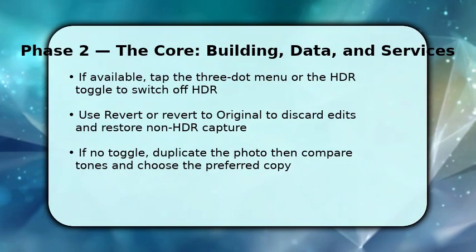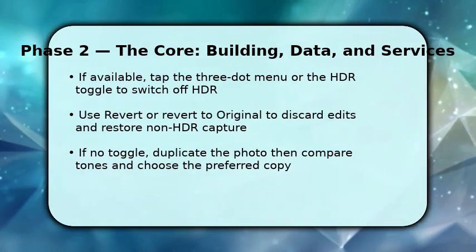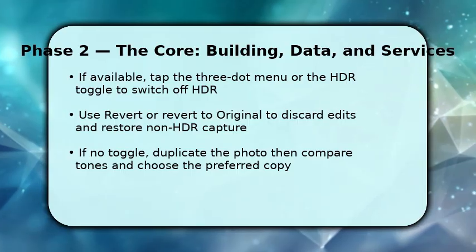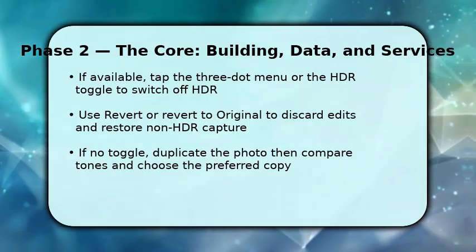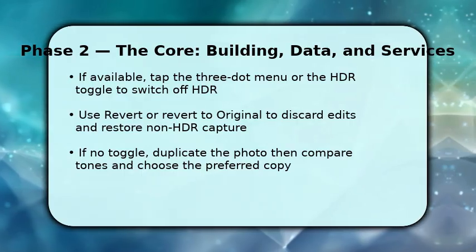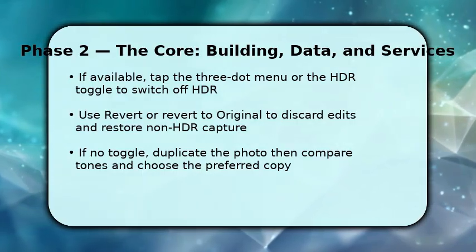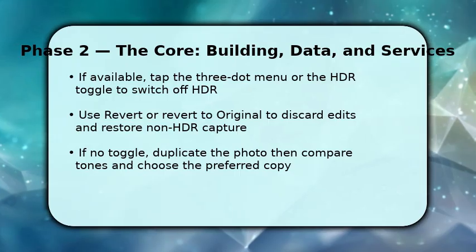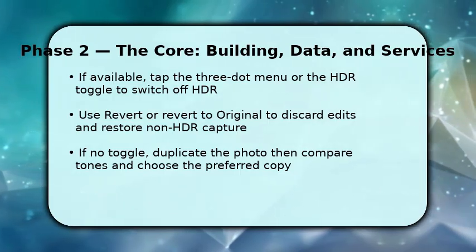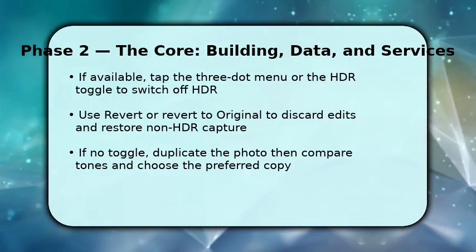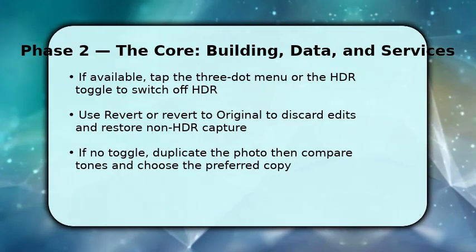You now look for the HDR toggle or three-dot menu in Edit. Some iPhones expose an HDR button you can switch off to stop applying HDR. If that option isn't present, tap Revert or Revert to Original to discard edits and return to the non-HDR capture. This preserves the original exposure and highlights.